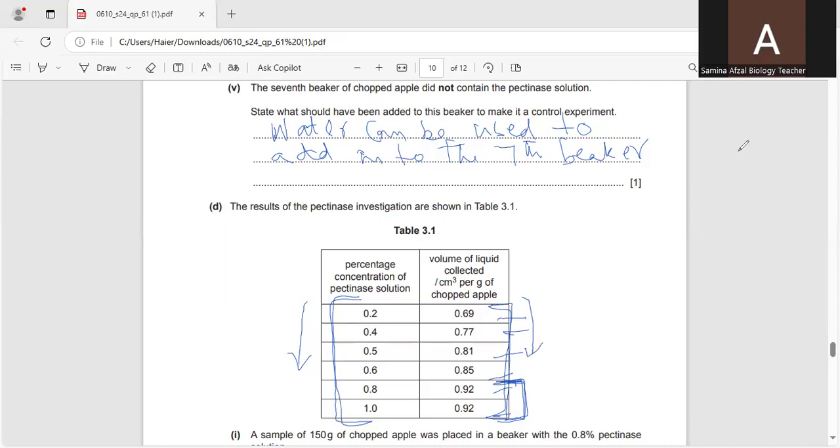As the percentage increases, the volume also increases. But the last two values have the same volume collected from chopped apples. It means the highest concentration, which gives the maximum amount of liquid from the chopped apple, is 0.8, and 1.0 remains the same.